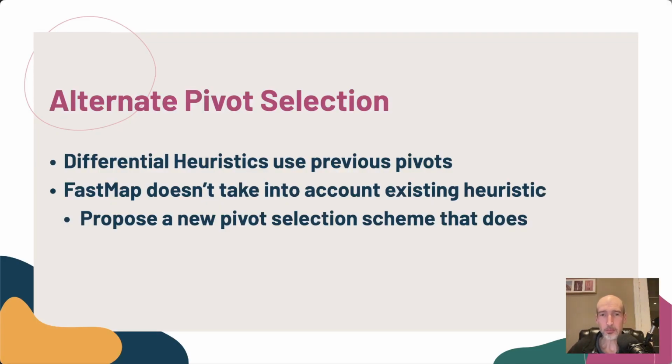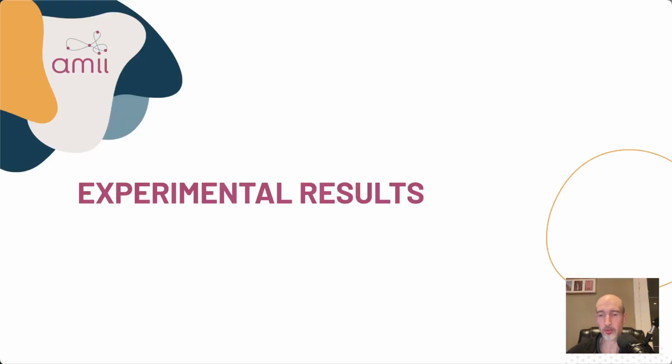Now, I mentioned before that FastMap isn't taking into account the existing heuristic. And so we also proposed a new pivot selection scheme where, when you're choosing a pivot, you not only look at the distance in the graph, but you also look at the distance in the existing heuristic that we have. When we combine those together, then we can choose pivots in a way that avoids getting the same pivots over and over again. And we'll see that impact in the experimental results.